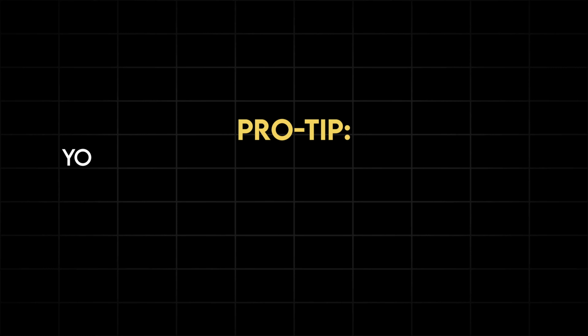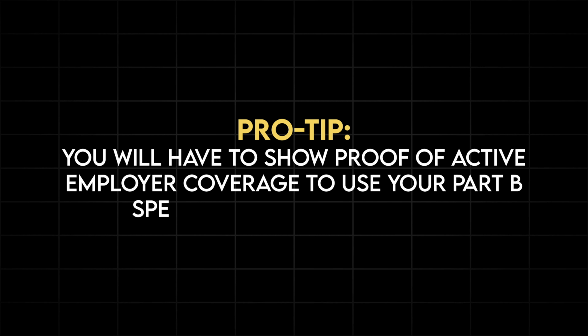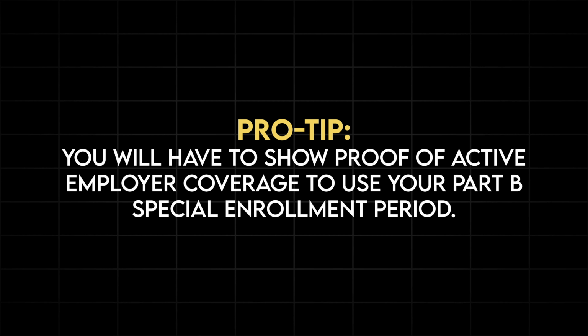Now that we have discussed the Part B special enrollment period in detail, here are some additional pro tips that you should know. First and foremost, to use this SEP to enroll in Part B of Medicare, you will have to show proof to Social Security that you were covered by active employer coverage after age 65 with no more than an 8-month gap in that employer coverage.